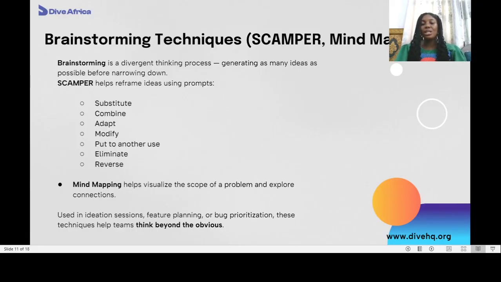Then we have eliminate, the E. Remove steps, fields or features that aren't necessary. Eliminate, remove something unnecessary. An example can be on an online store: you can remove the question, are you sure you want to proceed or continue? That is elimination. You are eliminating that step, since you have gotten their information, they can proceed, instead of asking them another kind of question.